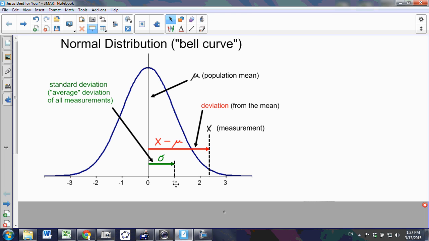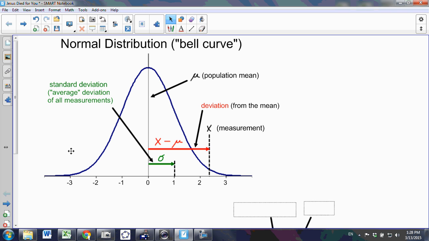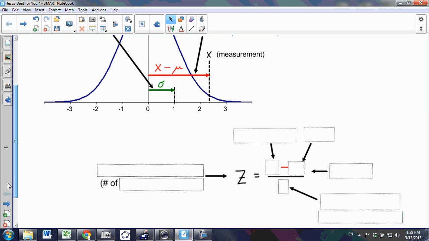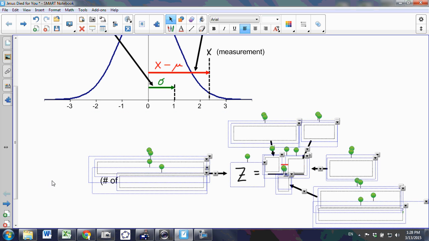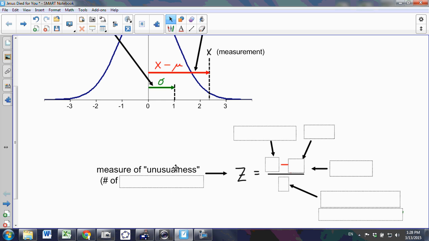So essentially, these numbers here, 1, 2, 3, or -1, -2, -3, are indicators of how unusual a particular measurement is. We measure unusualness based on how many standard deviations from the mean a particular measurement is. These numbers are referred to as z-scores. It's a measure of unusualness.